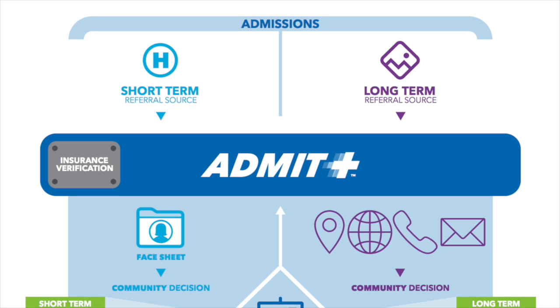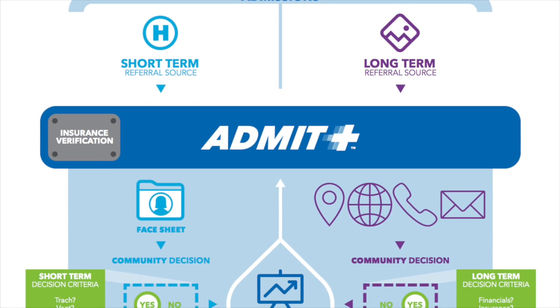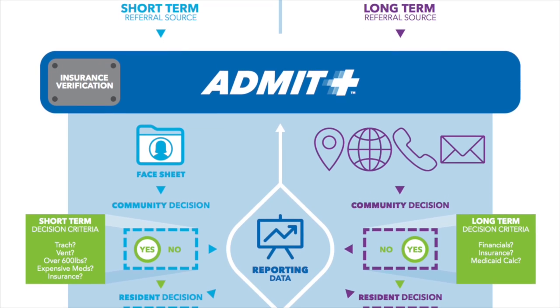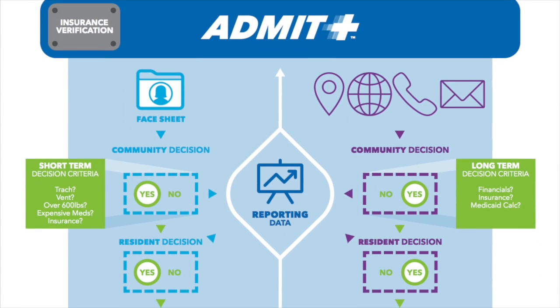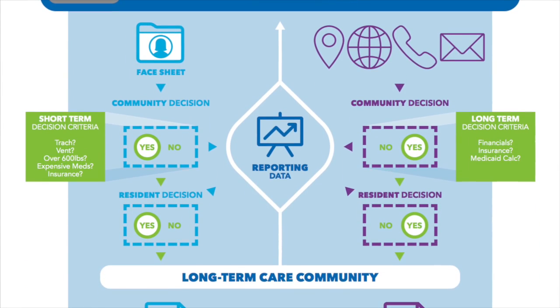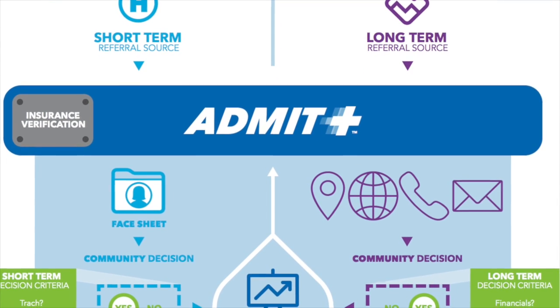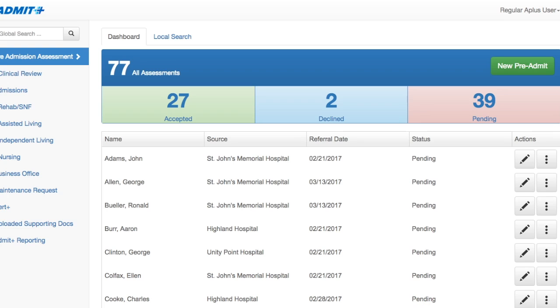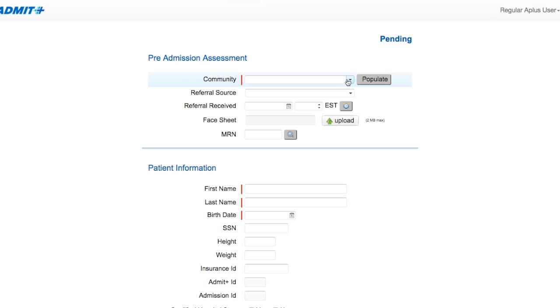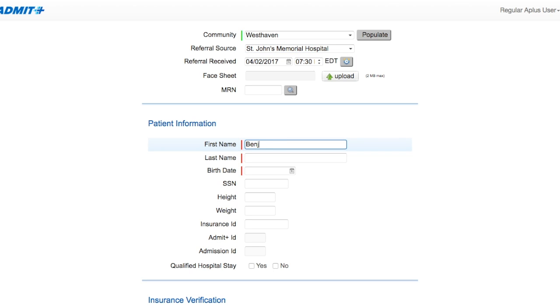Having a structured, proven process 24 hours a day, 7 days a week to quickly identify the residents that are the best fit for your community takes decisioning to another level. Whether the information is delivered via a face sheet from the hospital or through an online application, Admit Plus quickly guides users through every question. First, Admit Plus asks for the basic information about the patient: name, height, weight, etc. Next, you'll include any available diagnosis codes.